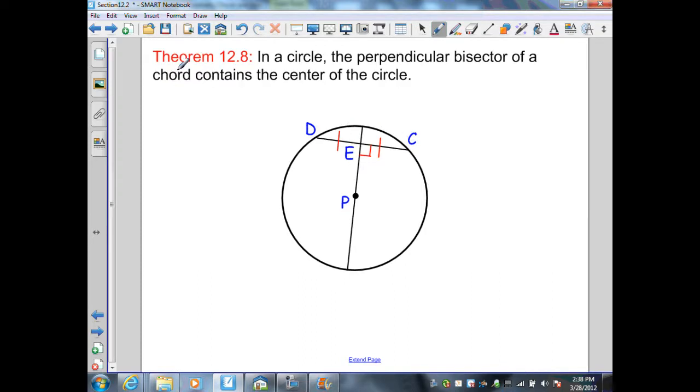Finally, theorem 12.8. In a circle, the perpendicular bisector of a chord contains the center of a circle. Here, I have a perpendicular bisector of chord DC. That tells me that this segment must contain the center of the circle. And since that would be true, that segment would also bisect the arc DC.